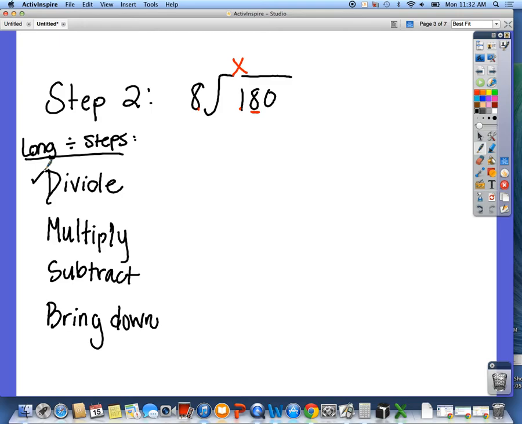18 divided by 8, that's 2. 2 times 8 gives me 16, so I'm on to multiply. I'm on to subtract. I'm checking it off here. And that gives me 2. And I've got to bring the 0 down. All right, so next I'm going back over my steps again. Now I've got 20. 20 divided by 8 is 2. 2 times 8, again, I've done my division, I've done my multiplication. That's 16. Subtract, mark it off again, and I get 4.